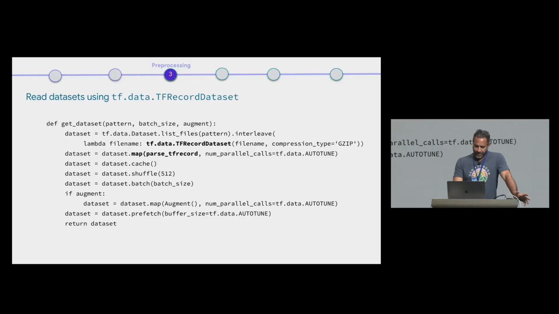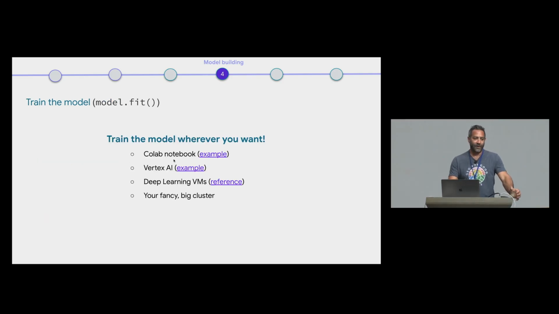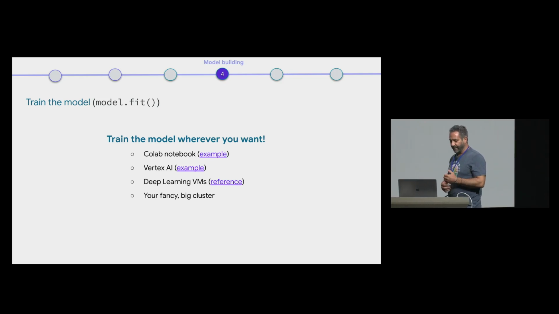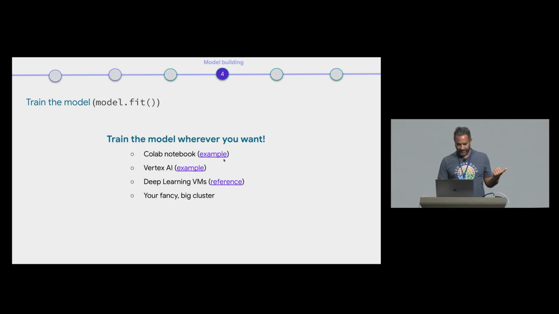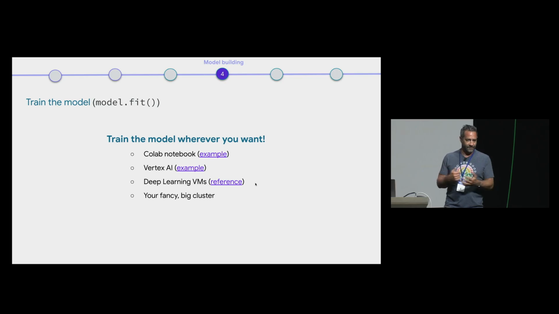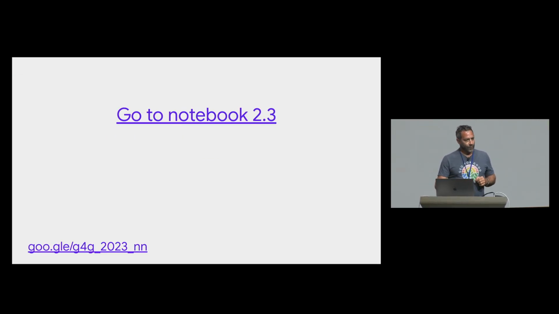We already covered all this. This is just code that we put into that little file. You just have to know where to get the file name, and then you have some parsing code in there. You put the fancy model in there, and then you train it wherever you want. We did the Colab one this morning. We just did the Vertex one. And there are other options, including your big fancy machine that you can just train it there. Questions?